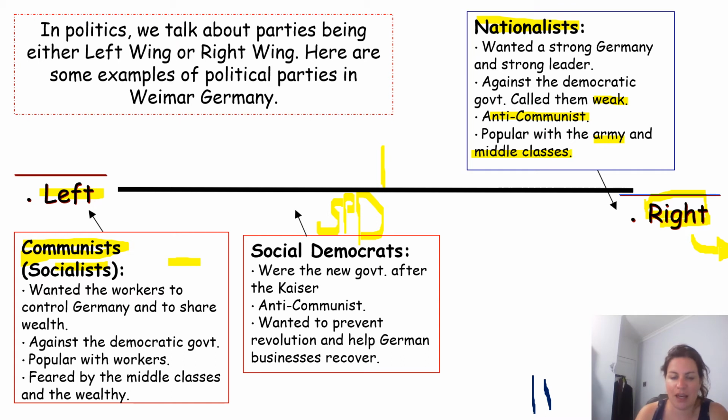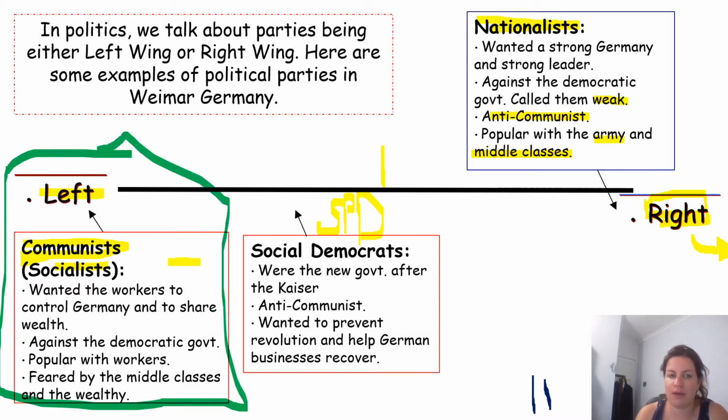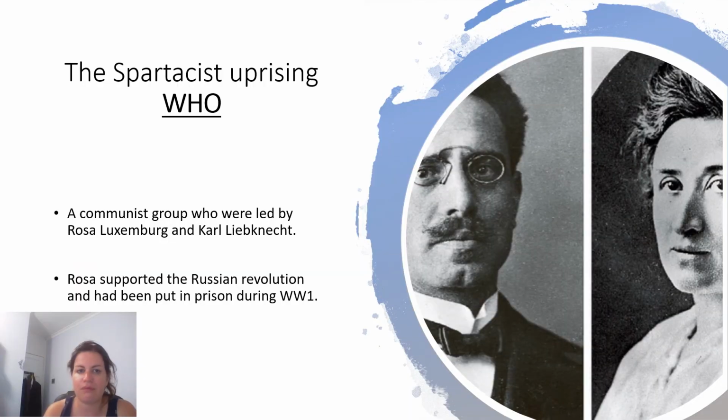Okay, so when we talk about left and right, this is who we're talking about. But today we are purely going to be focusing on the left, and next week we are going to look at the right. So today we're just looking at the left. We're going to look at the communist threat to this new government. So who was the threat? It was the Spartacists, so something known as the Spartacist uprising.